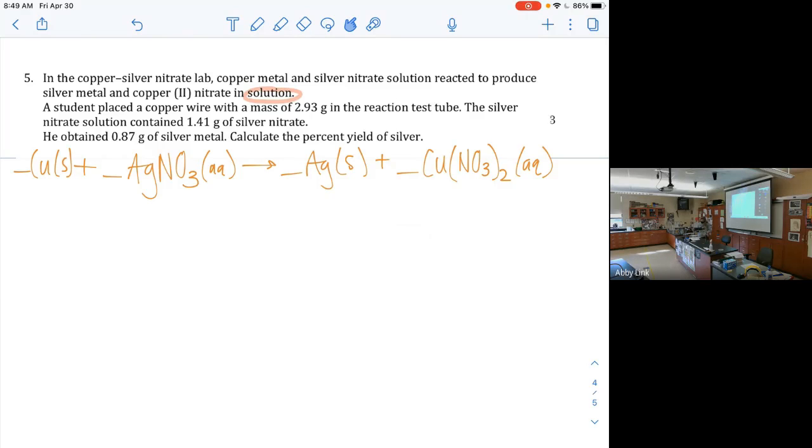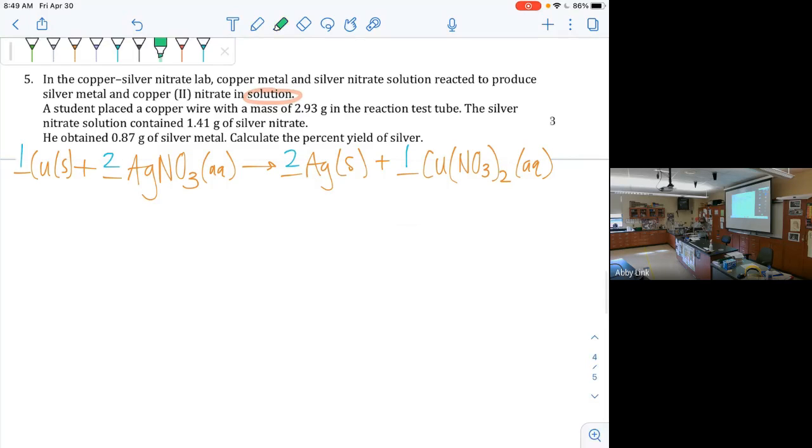All right, let's balance this. I'm thinking a 2 here, a 2 here, and a 1 and a 1. So 1, 2, 2, 1. The next thing I want to do, guys, is just draw my BCA table. I've got to squeeze it in on the side here.